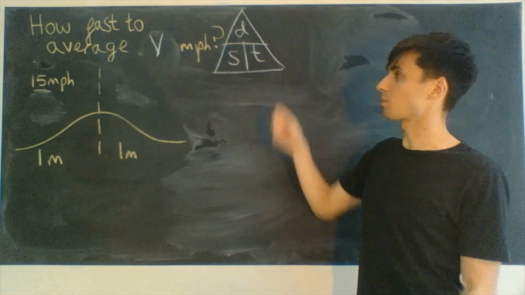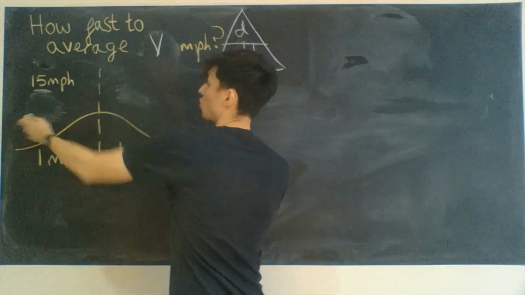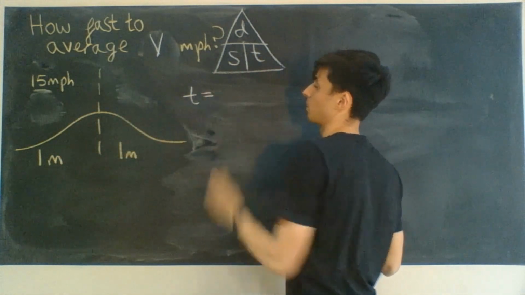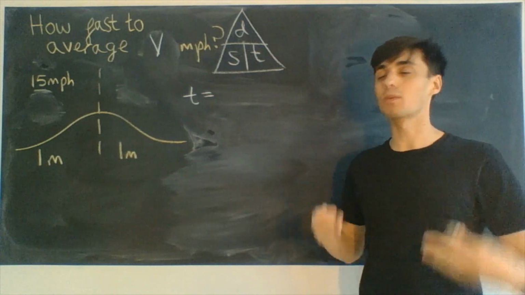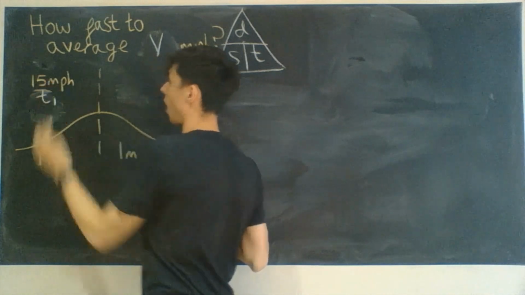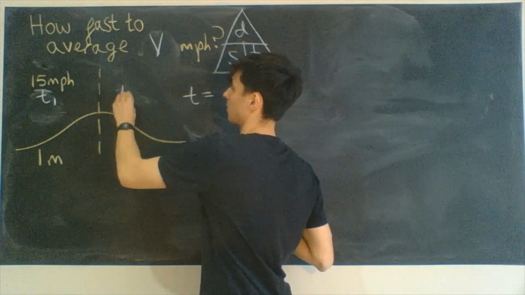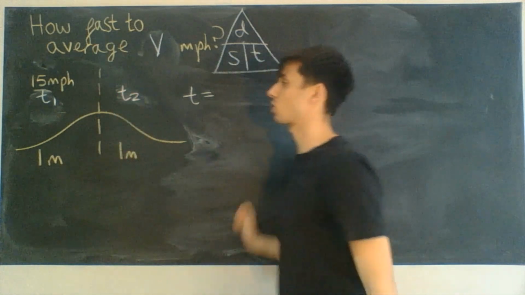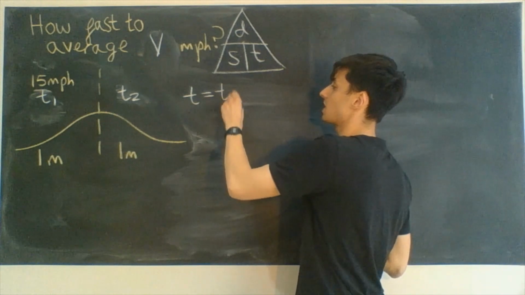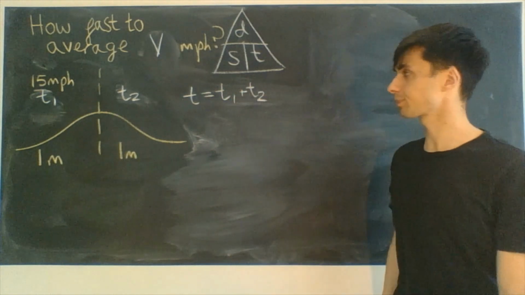Let's start off then with something that might seem really obvious, is that the time taken for the journey in total, let's call that t, well, that's just a sum of two smaller times. And we've got our time taken to go uphill, let's call that t1 for the first part of the journey. And the time taken to go downhill, that's t2 for the second part. So t equals t1 plus t2.